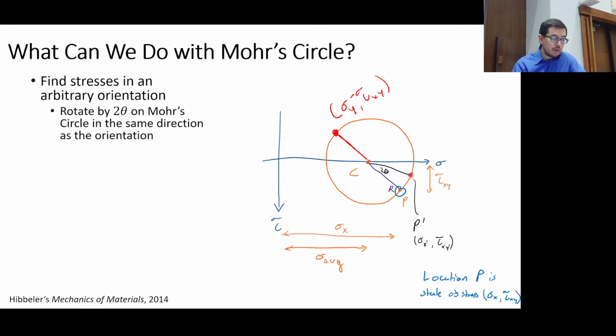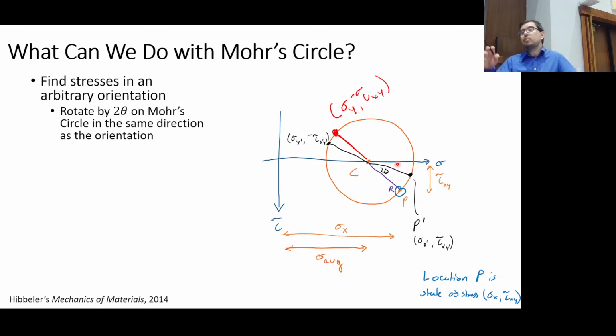This new location right here, for example, would be what we consider to be a P prime, which is related to sigma x prime, tau x prime y prime. And it's with a rotation of 2 theta. So now the new state of stress is going to be depicted by this point on this side, and then 180 degrees at the other side, the sigma y prime and the minus tau x prime y prime.